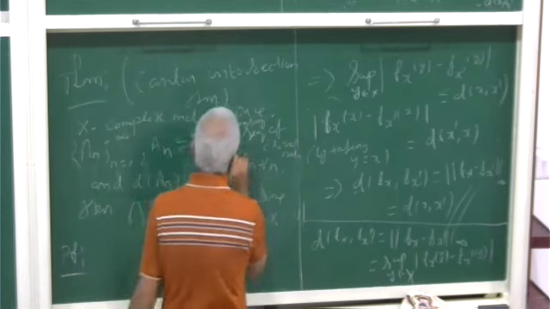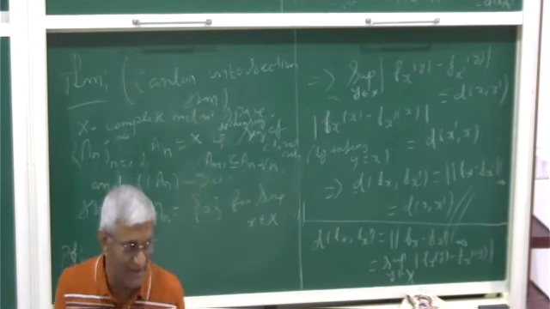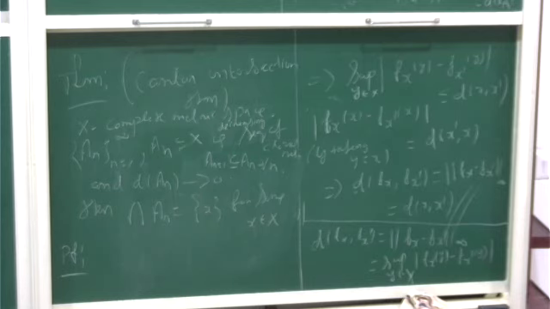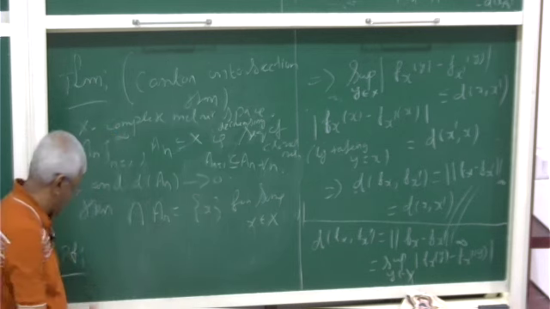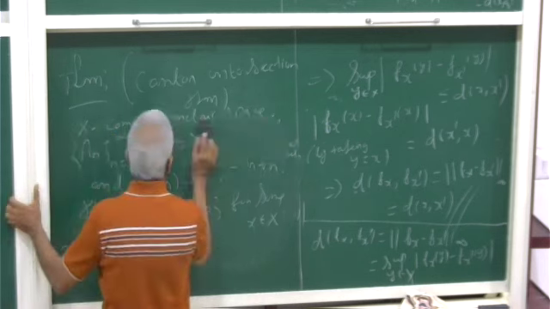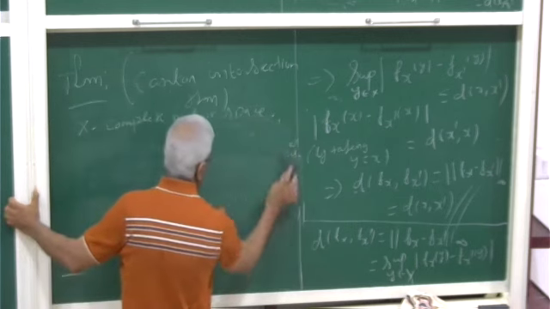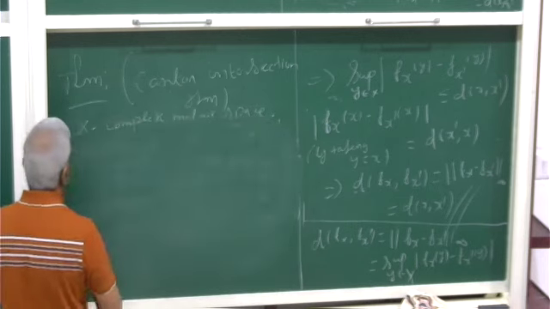Sorry, it's the other way, A_{n+1} is contained in A_n. Yeah, it's decreasing. It has nothing to do with X being complete. These are all separate statements. I will write them one by one. Let X be a complete metric space.